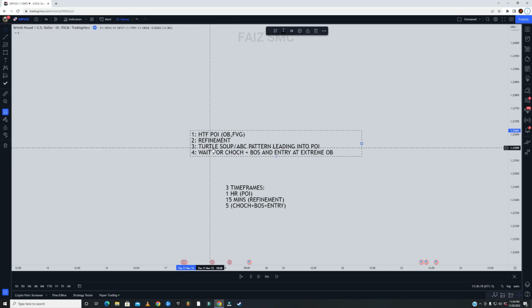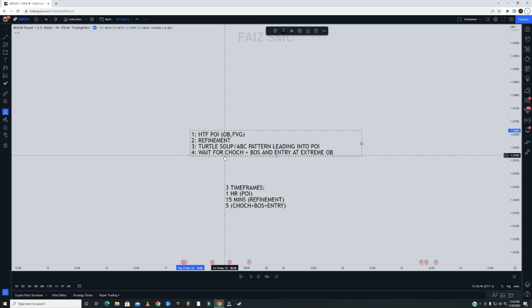And number 3 is turtle soup ABC pattern leading into POI. Now, ABC pattern is available on my YouTube channel for absolutely free. So if you don't know what is an ABC pattern or if you don't know what is turtle soup, they're basically the same thing, right? ICT calls it turtle soup, I call it ABC. The ABC pattern must be leading into your refined POI, okay? And I'll explain it later what I mean by that.